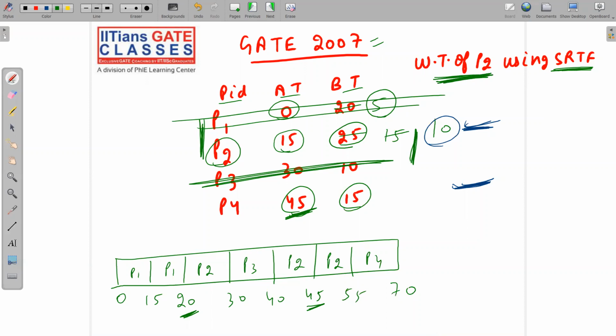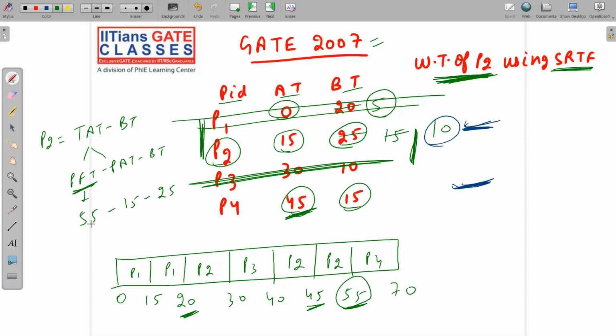Waiting time of P2 they are going to ask. So what is the waiting time of P2? Waiting time is turnaround time minus burst time. Turnaround time is process finish time minus process arrival time. What is the process finish time? P2 finish time is 55. At 55, P2 is over. Now arrival time, P2 arrived at 15. Burst time of P2 is 25. So 55 minus 15, that is 40. 40 minus 25, that is 15.